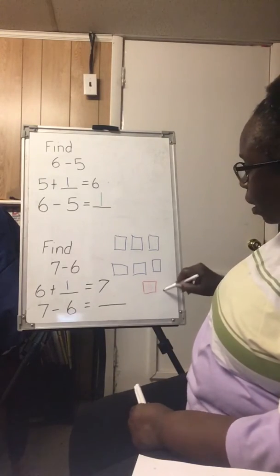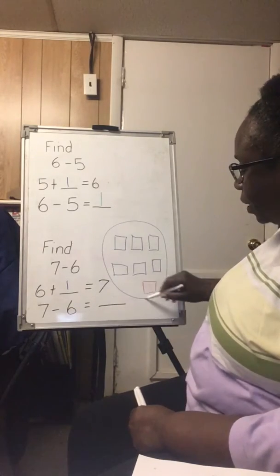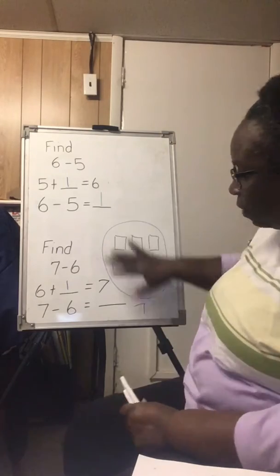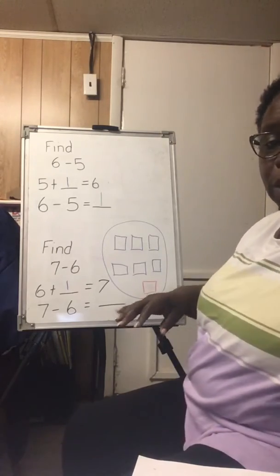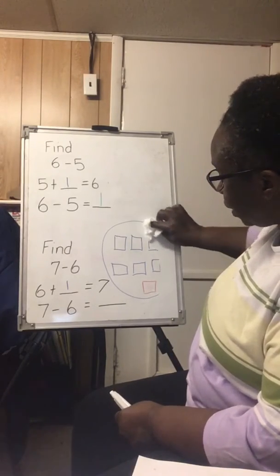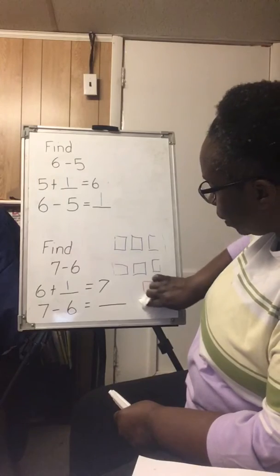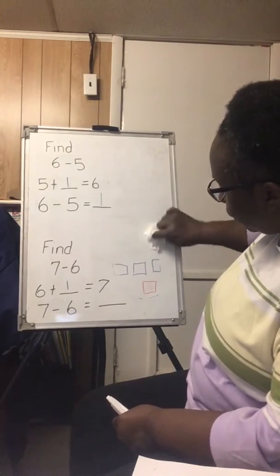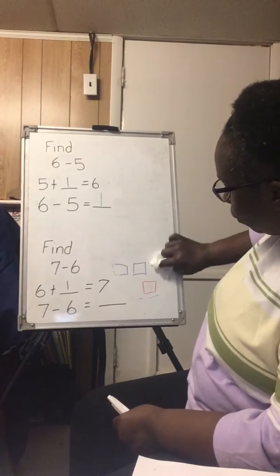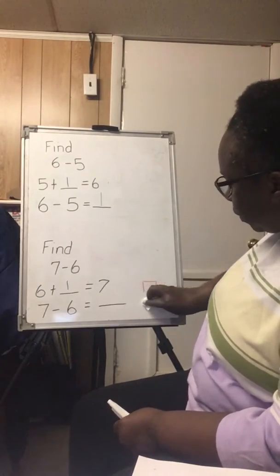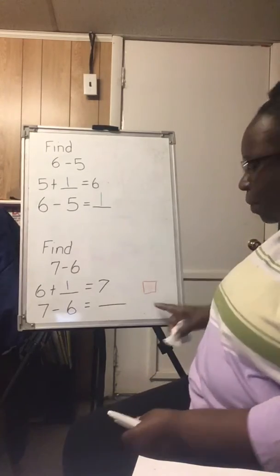So all together, we have 7 blocks, okay? All of this is 7 blocks. Let's do it this way. We're going to take off 6 of those blocks. We're going to take them off. 1, 2, 3, 4, 5, 6. So we took away 6 blocks. How many do we have left?